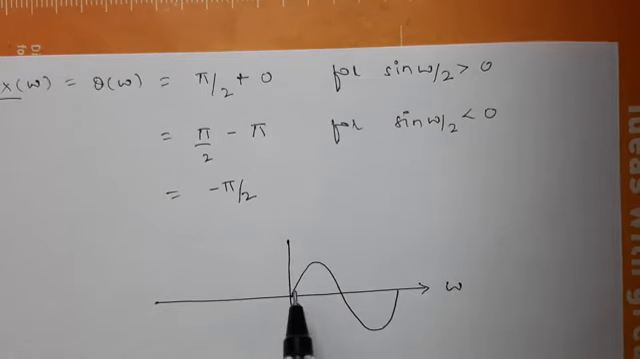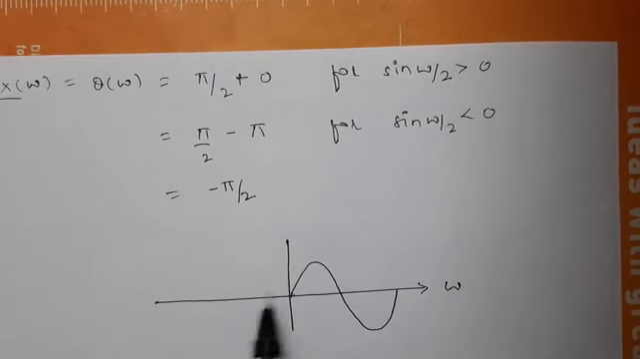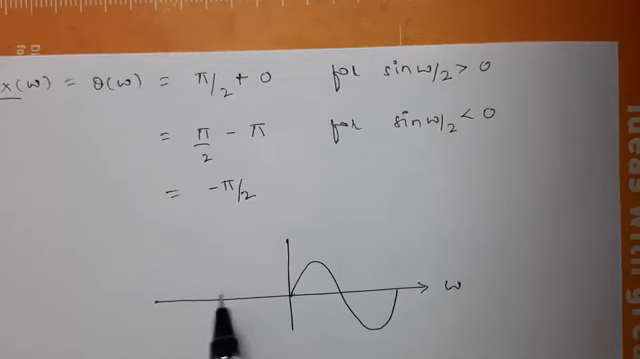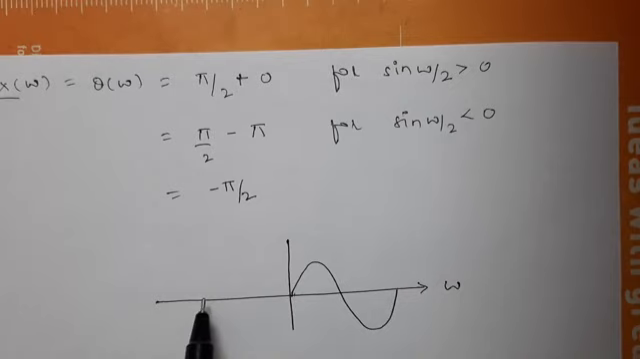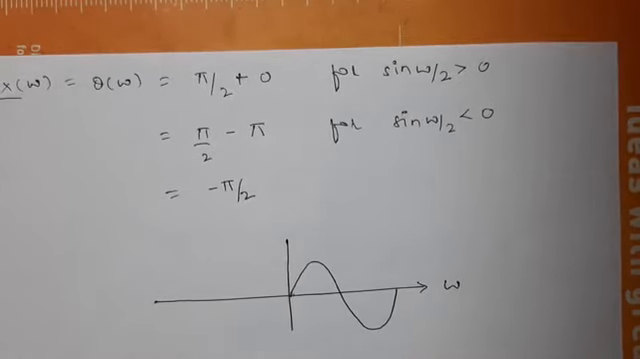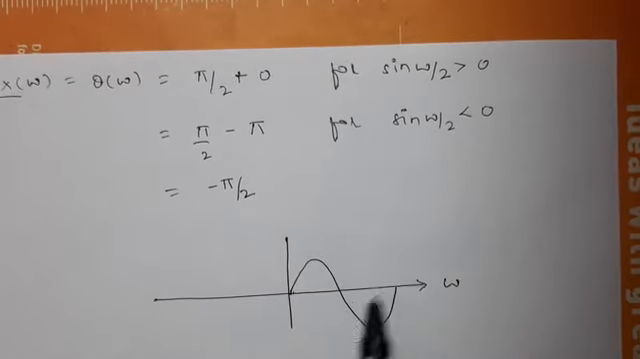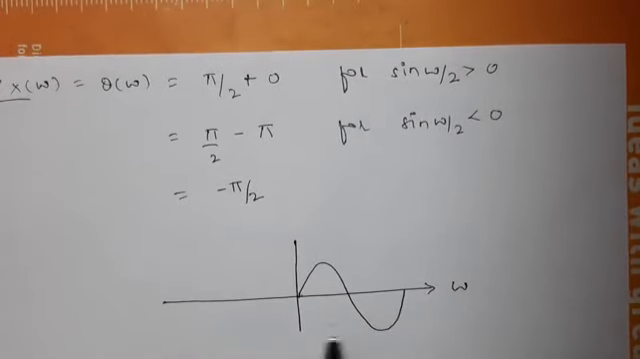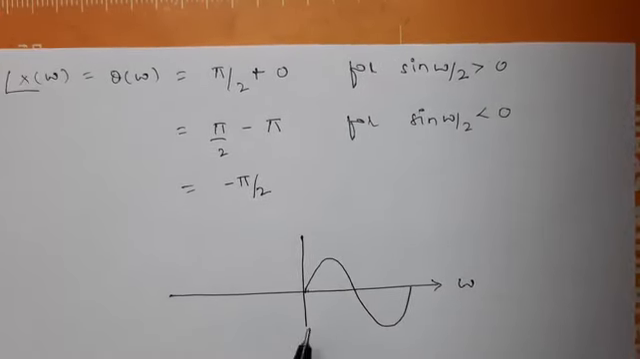Whereas when you have sine omega by 2 less than 0, when it is towards the negative side, whatever the angle you are getting, the angle contributed by it is minus pi. Now why the angle contributed by sine omega by 2 when it is greater than 0, sine omega by 2 greater than 0.